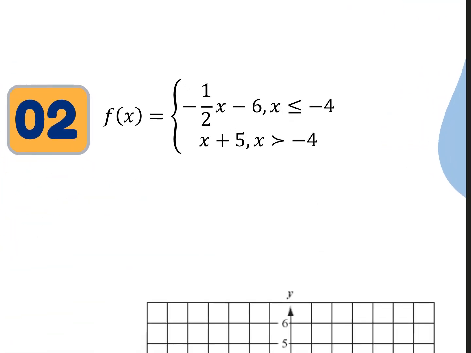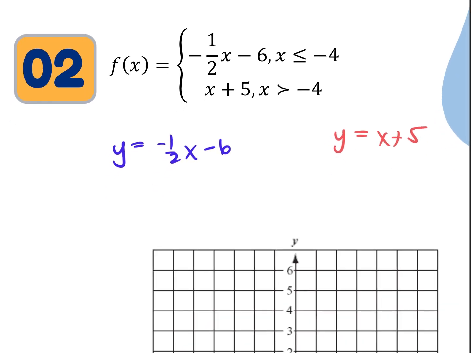Again, what kind of shape am I creating with both of these equations? They're both lines. They're both to the first power. So again, I'm going to write y equals -1/2 x minus 6. And then over here I have y equals x plus 5. In both cases, what's my boundary line? Where am I looking at? -4. Sometimes, like I said, it's the same. Sometimes it's not. So my slope here is -1/2, and my y-intercept is at -6.